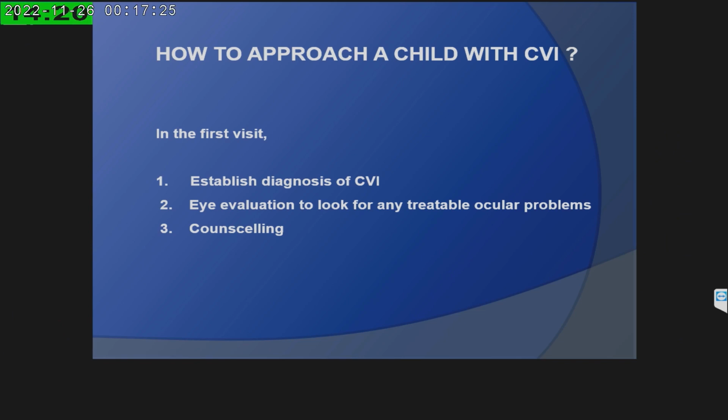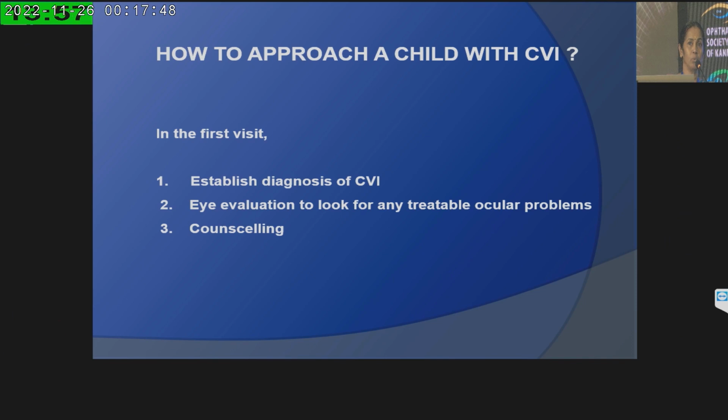So we have to do an eye evaluation. Then the third and most important thing is counseling. Do proper counseling. Like all parents with CVI children, they will be tired of hearing eye is normal, brain is damaged, etc. So in our clinic what we do is we tell them how their child sees, what are the visual processing problems of their children.